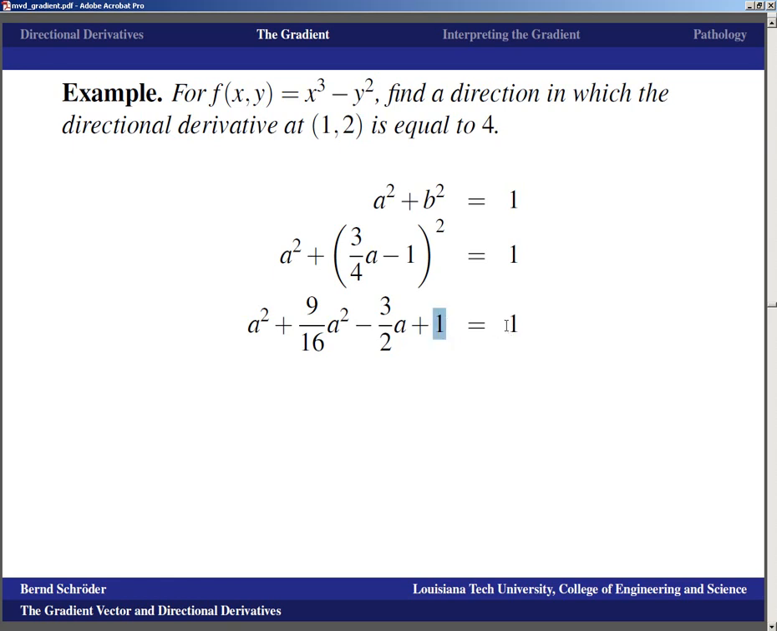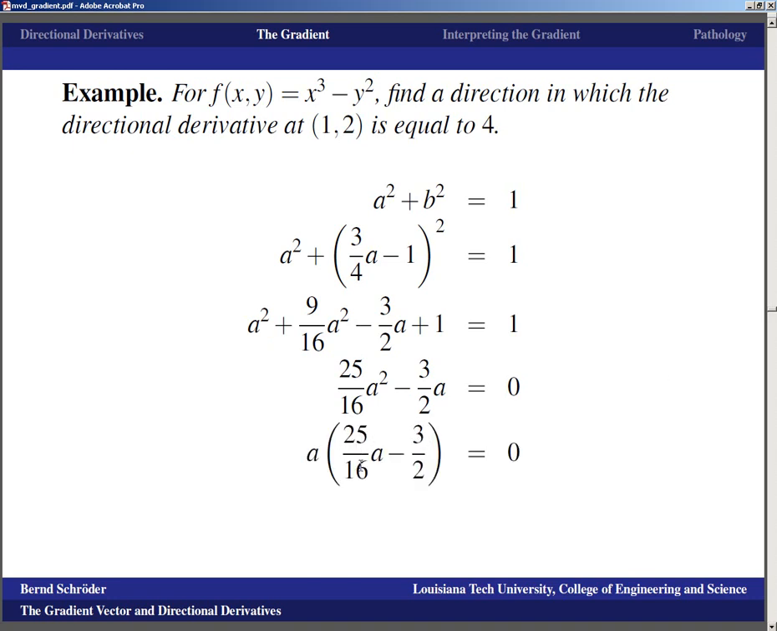This, I think, is a bit of an accident, but it's a nice one, because what it tells us is that the 1s cancel, and so that means that our quadratic equation is actually fairly nice to solve. See, the negative 3 halves a stays, and 16 over 16 plus 9 over 16 is, of course, 25 over 16 for the a squared as the coefficient.